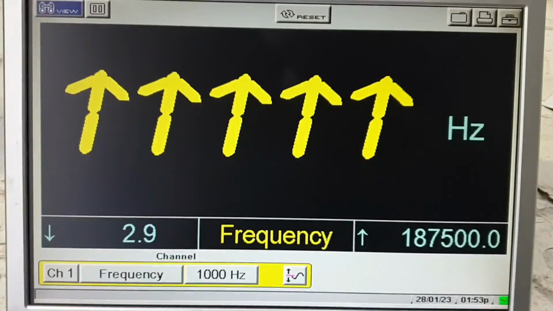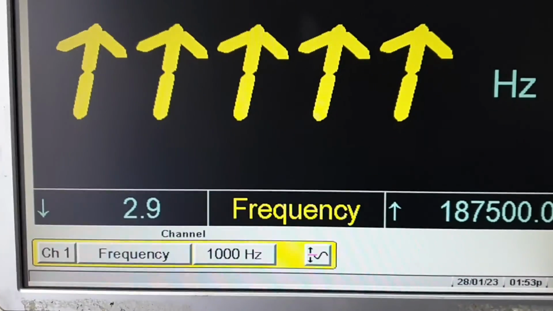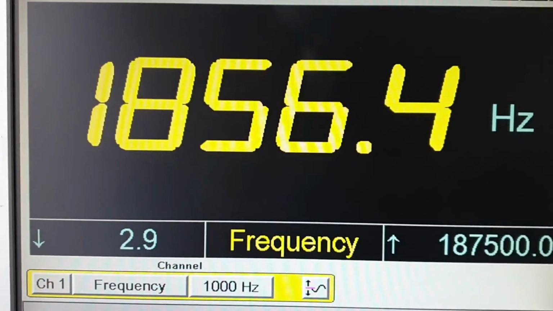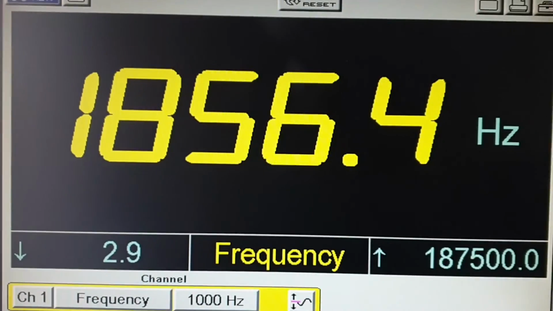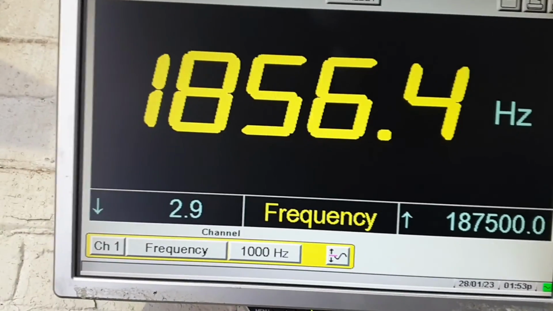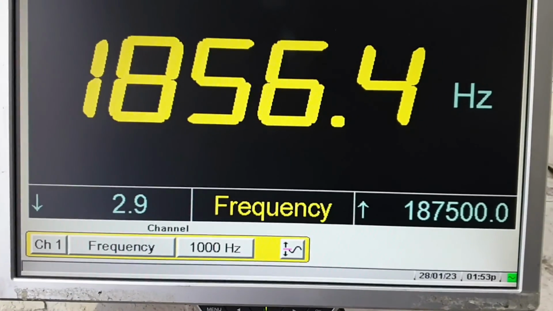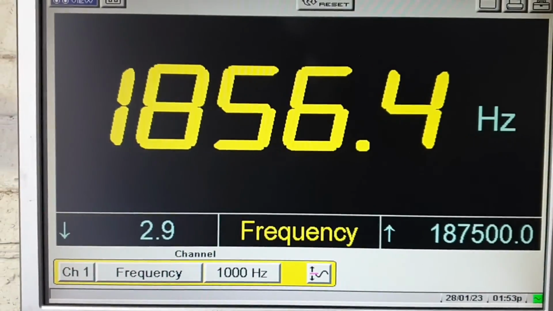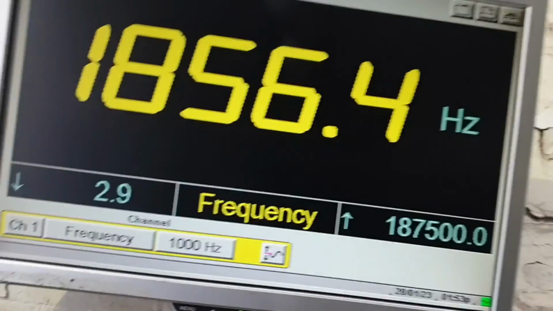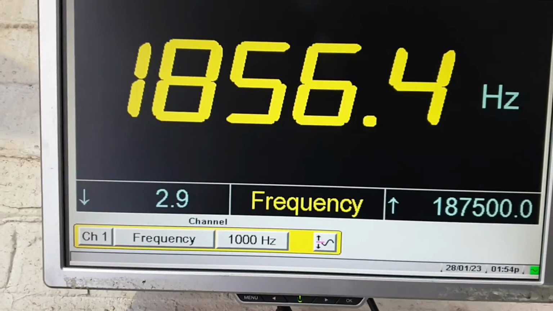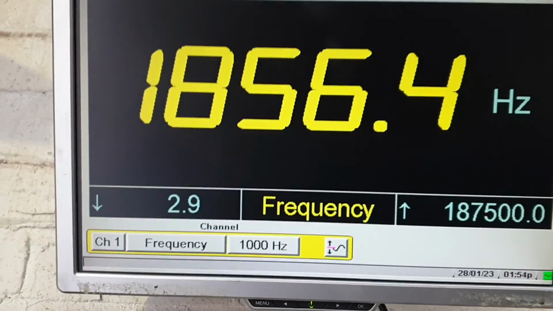Okay, as you can see, the ignition is off right now. We have no frequency or any hertz at all. Now we are going to turn the ignition on. Okay, as you can see, with the ignition on, we have 1856.4. I have to mention that because this is an aftermarket mass airflow sensor installed, this might not reach the specification of the original manufacturer equipment. So with the ignition on and engine off, we have 1856.4 hertz.